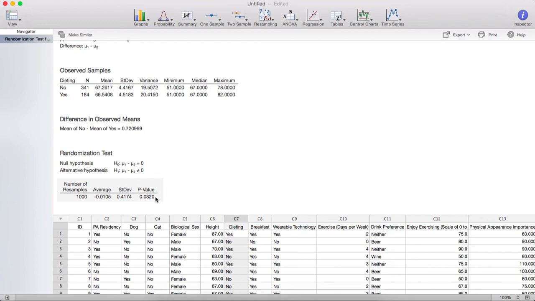So here, p equals 0.0820. I failed to reject the null hypothesis. There is not evidence that the heights of people who are and are not dieting are different.